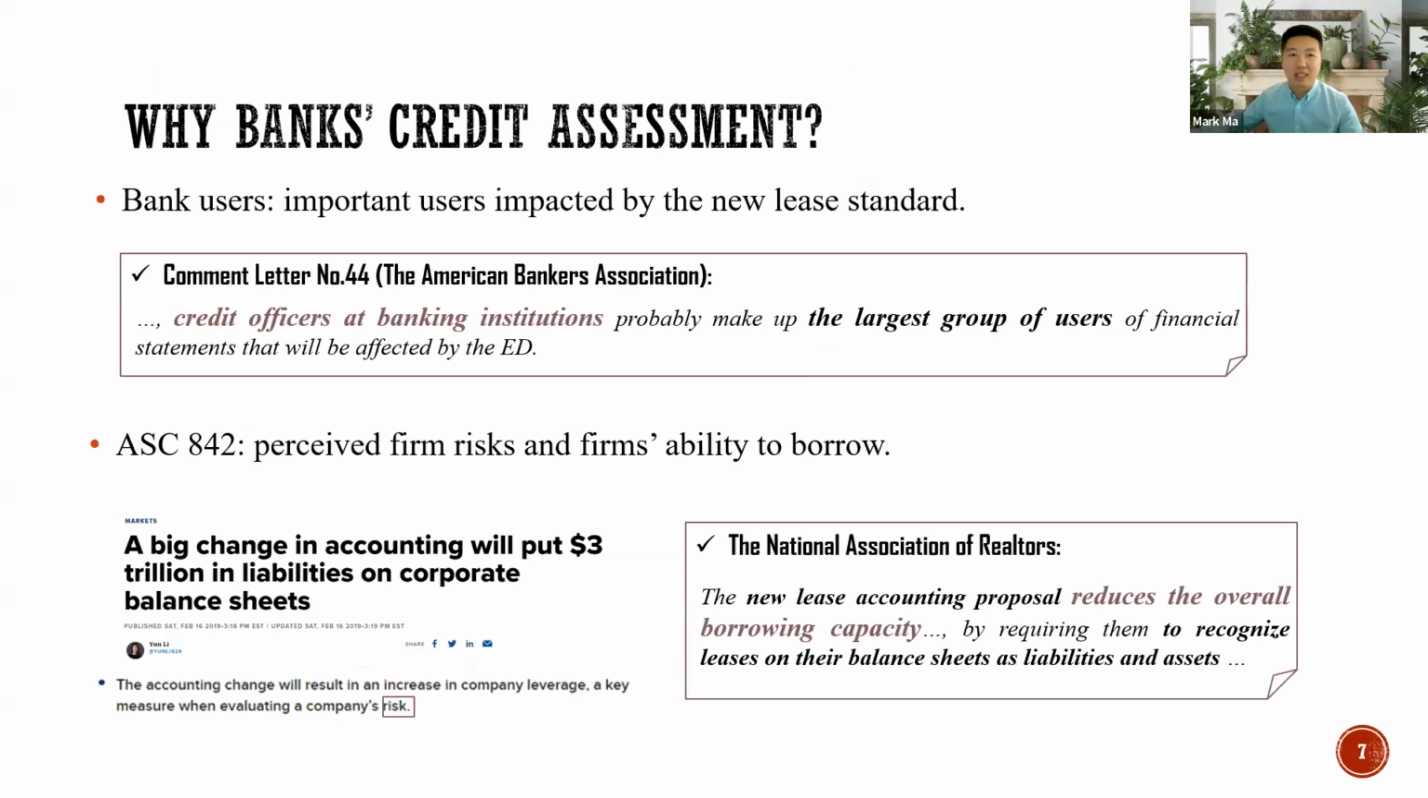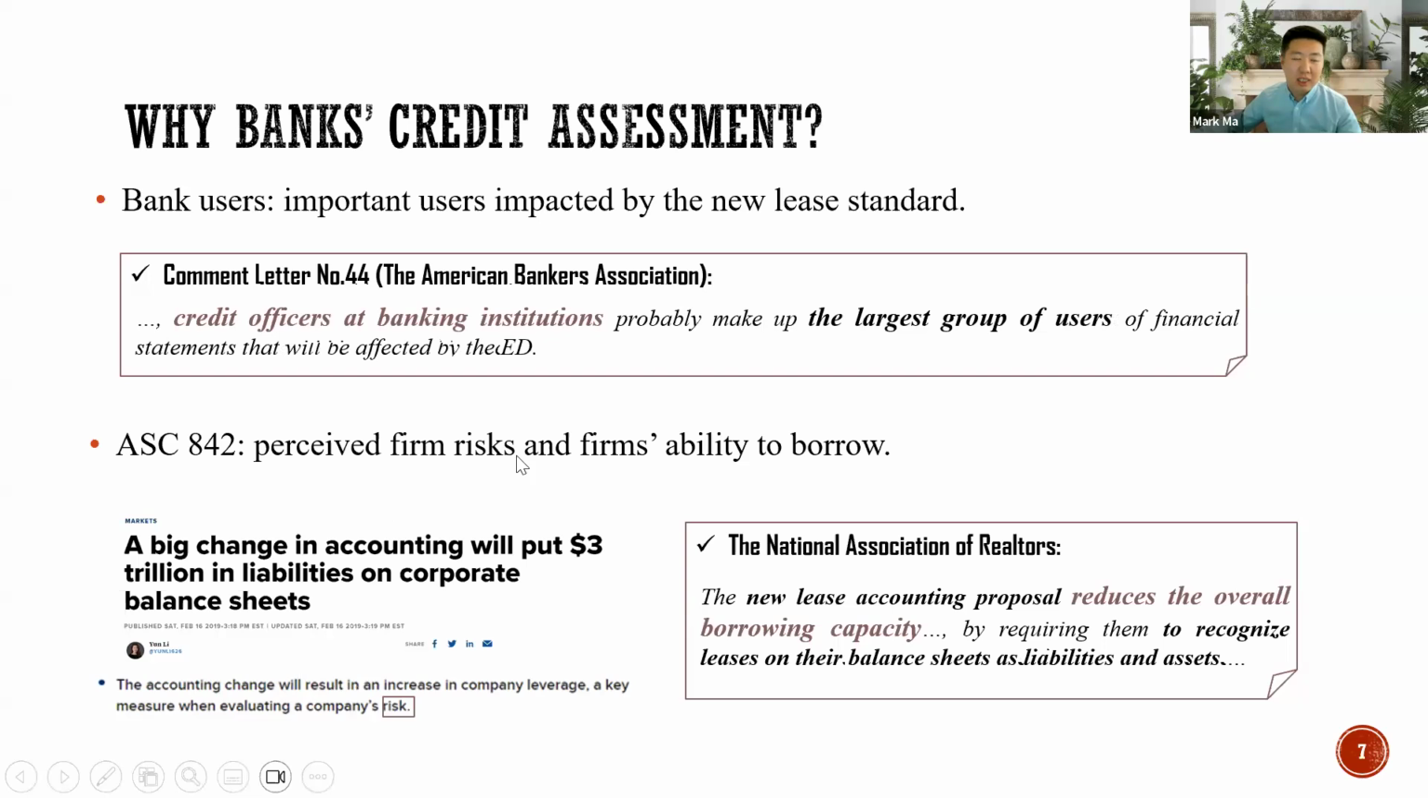So why do we focus on banks' credit assessment? First of all, a lot of those comment letters talk about the consequences on bank loans. For example, this comment letter by the American Bankers Association says that credit officers and banking institutions probably make up the largest group of users of financial statements that will be affected by the exposure draft. Also, there are a lot of concerns about the potential negative impact on firms' debt financing capacity.